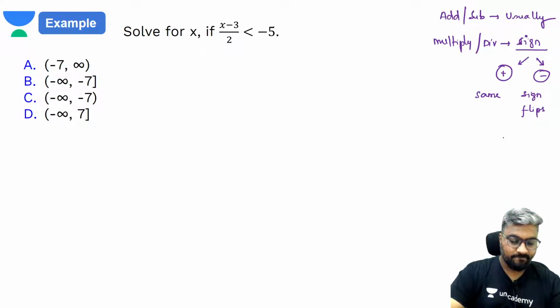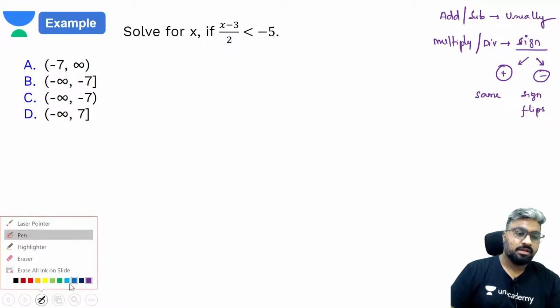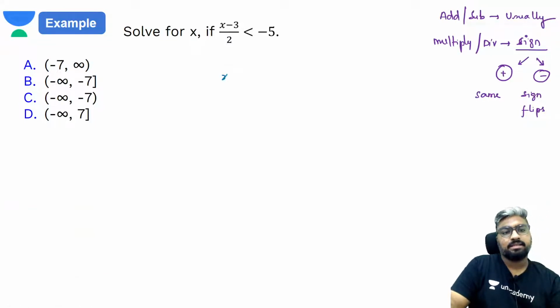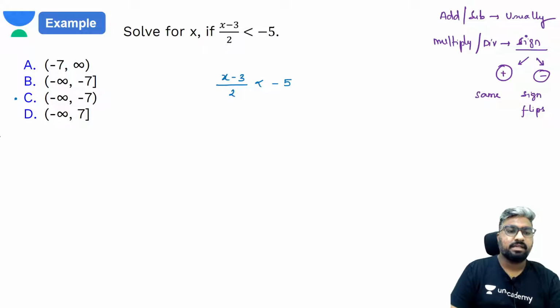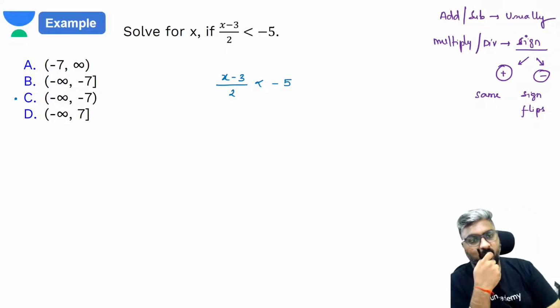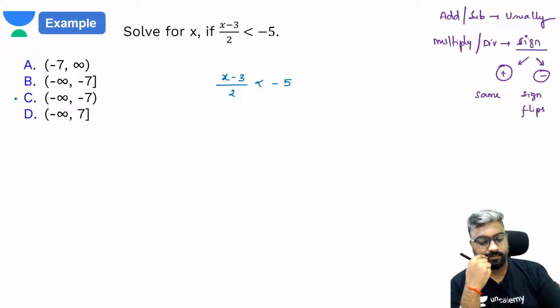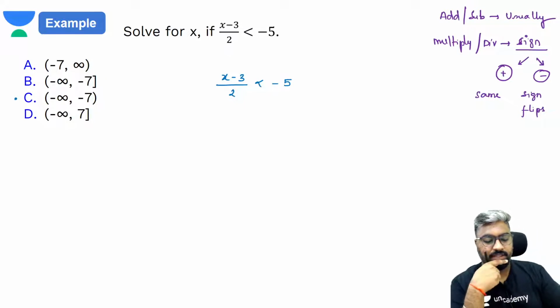Yes. Quickly answer this, guys. So here we are saying x minus 3 by 2 is less than minus 5. I want only the variable on the left hand side. Very good, Ishita. Ishita says minus infinity to minus 7. Others? Sparshi also says C. Very good.